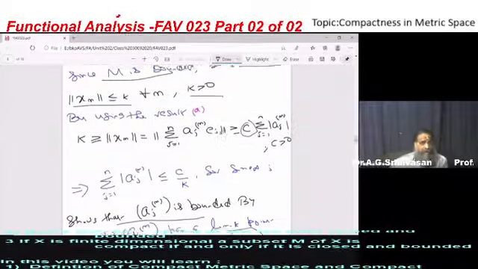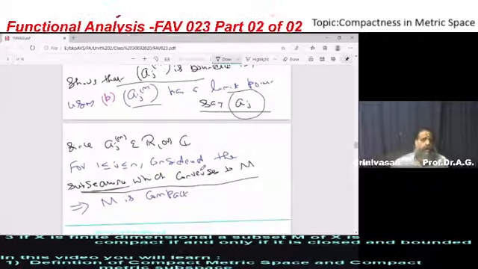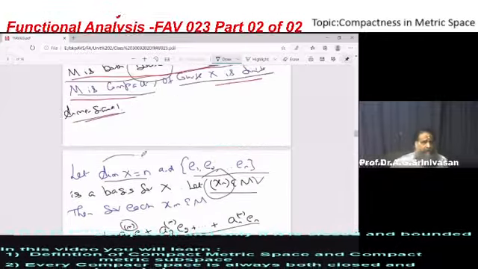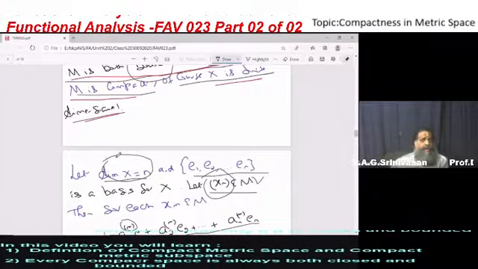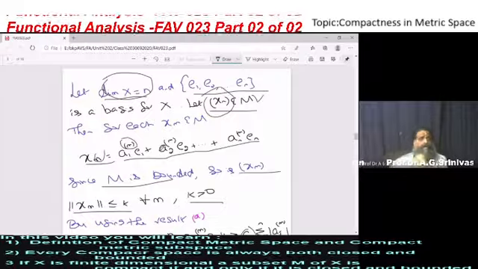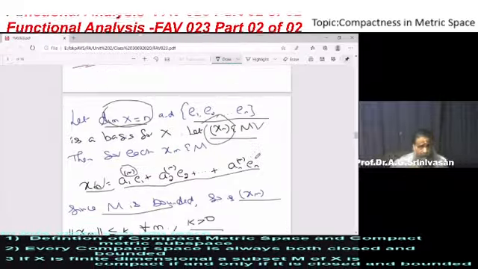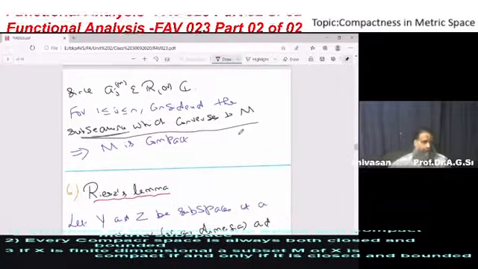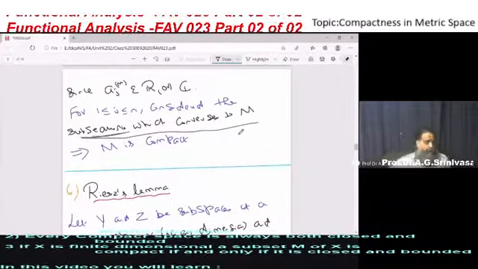Therefore, in that context, M is bounded. All these were possible because X is finite dimensional. If X is not finite dimensional, I cannot write in this way. So we got a subsequence of the sequence Xm that also converges, right? Therefore, M is compact. Now we are going to show the next.